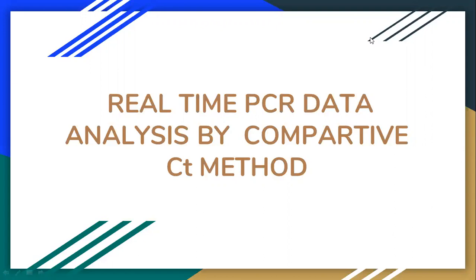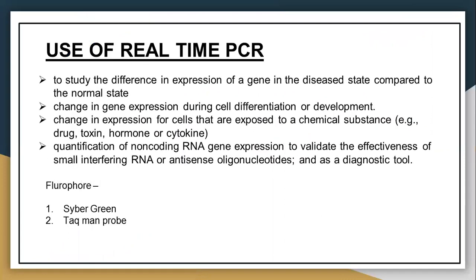Here we learn about the calculation of fold change by the delta CT method in real-time PCR data analysis. Let's see a real application of real-time PCR: studying the difference in expression of a gene in a disease state compared to the normal state. Microarray is also used for gene expression analysis, but real-time PCR is much more sensitive and gives more accurate data than microarray.